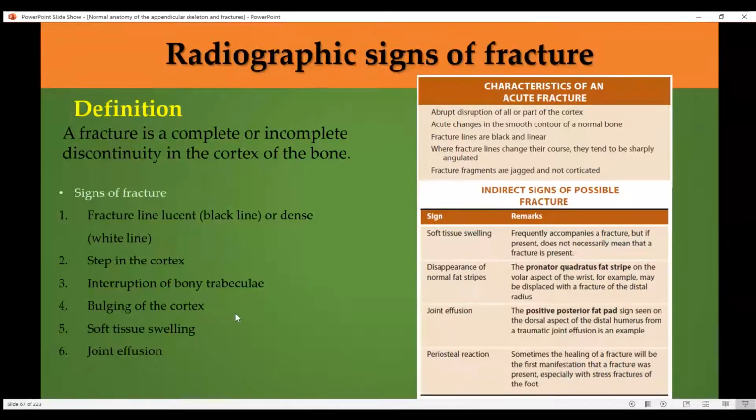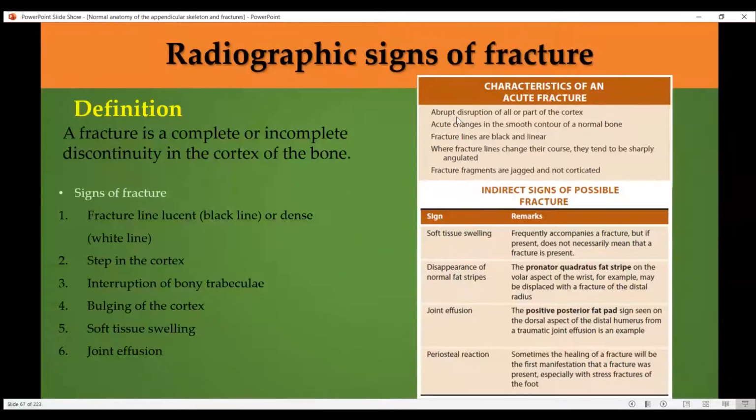And there will be some soft tissue swellings because of the local inflammatory changes. And if it is happening within the joints, or the articular surfaces, there will be a lot of joint effusion as well. So these are the basic radiographic signs of fracture. You have to remember them.